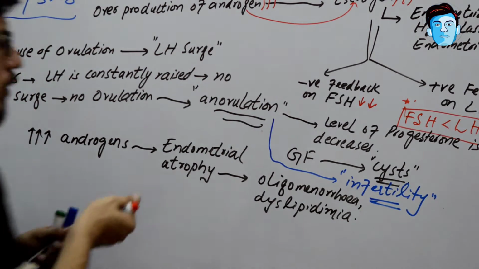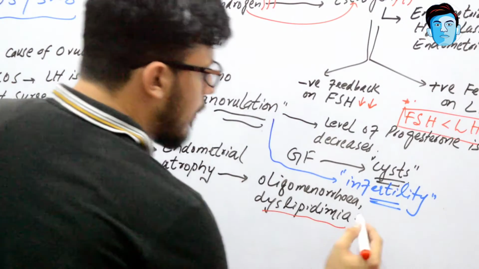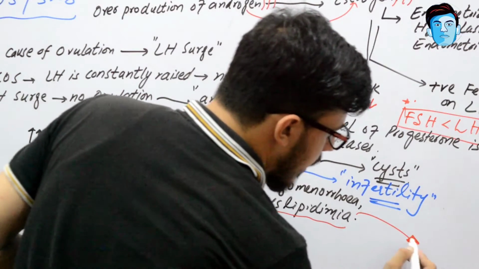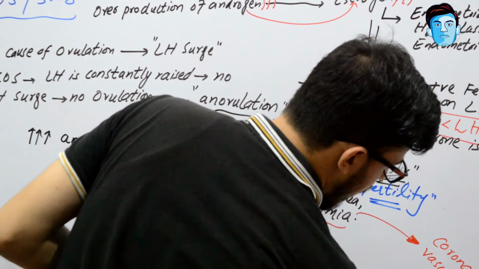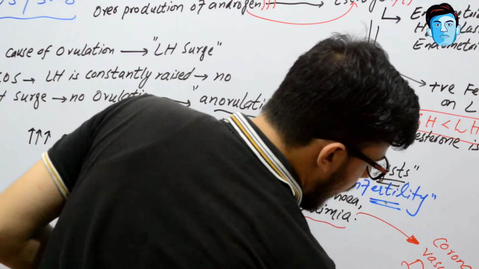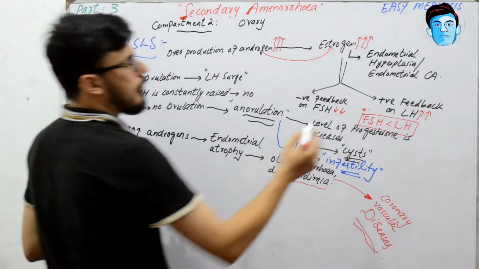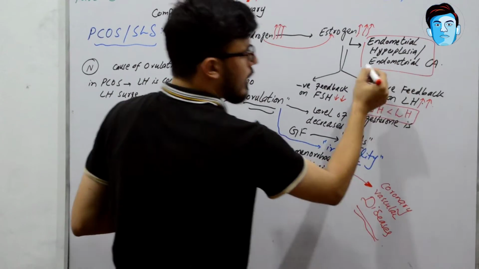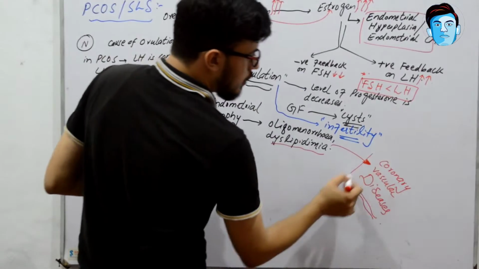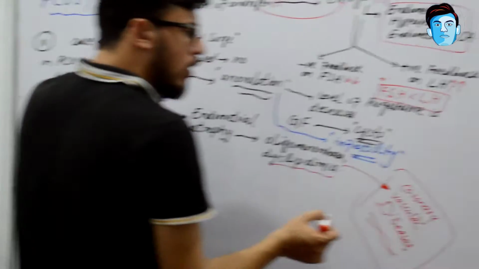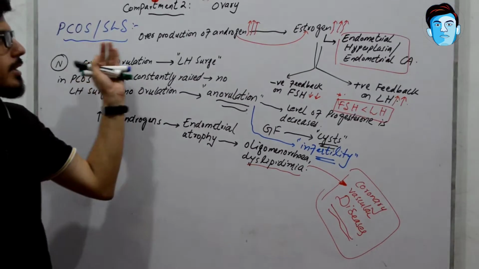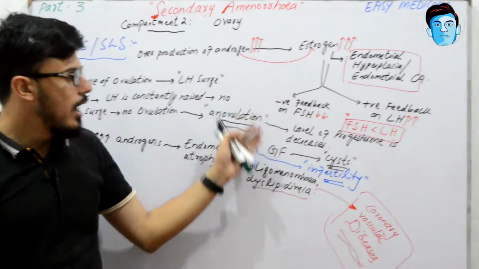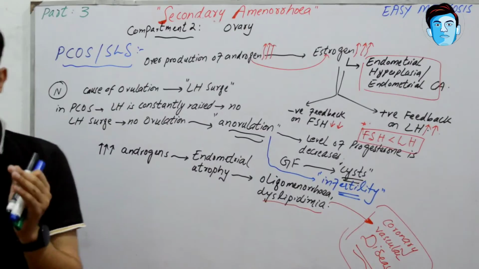If it leads to dyslipidemia, it means the future problems will be coronary vascular diseases. So what are the future problems in this condition? The future problems are endometrial hyperplasia or endometrial carcinoma. Also it can lead to coronary vascular disease. So these are the future problems in the patients of PCOS: endometrial hyperplasia or carcinoma, or it can lead to coronary vascular diseases.